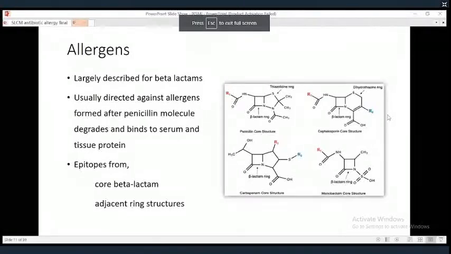So penicillin antibiotics or beta-lactams will not be directly allergenic, in the sense that there has to be some sort of degradation inside the body, and these products need to bind to serum and tissue protein to become an allergen that can be detected. Otherwise, these drug molecules are quite small, and they are not big enough to produce an allergic reaction. So it has to be broken down inside the body. After being metabolized, only these products bind to carrier proteins and then become truly allergenic.